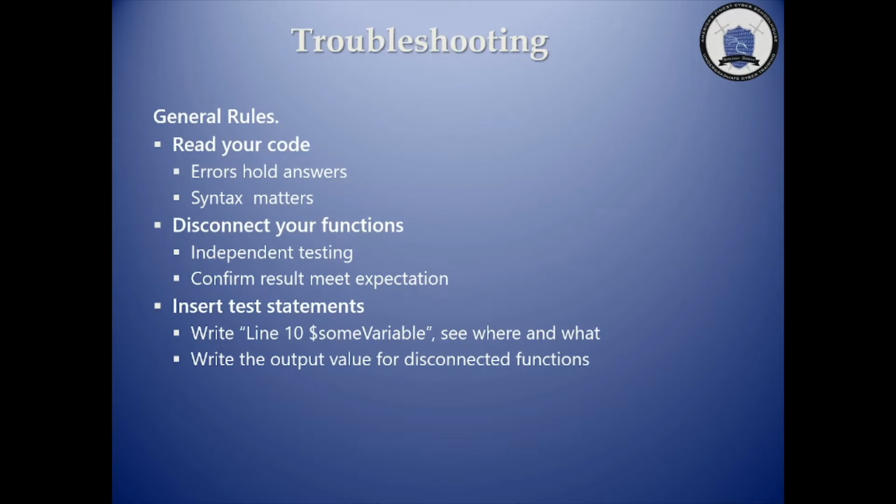Another thing is, if you're entering some numbers into your code and you're getting some weird results as to why it's not an even number or something, a common issue can be that you forgot to declare it as an integer. So you can put things such as the variable and then dot GetType to make sure it's the variable type that you want. And then, just writing the output value for disconnected functions.